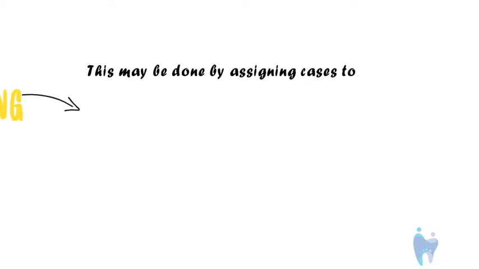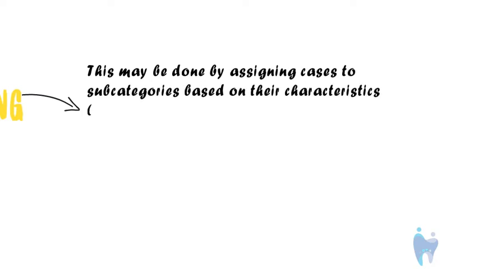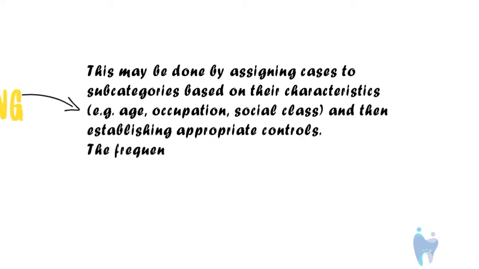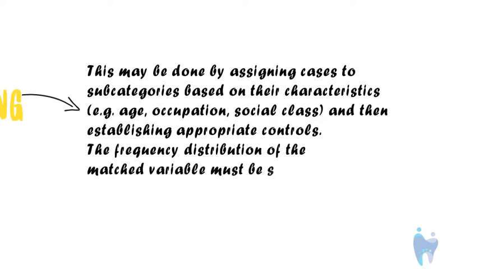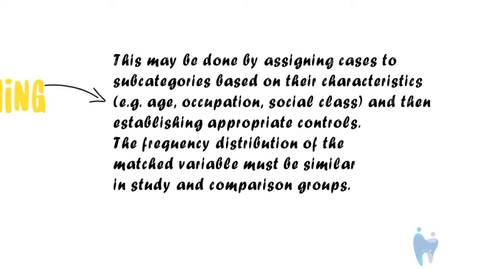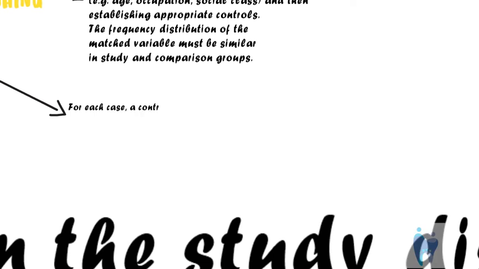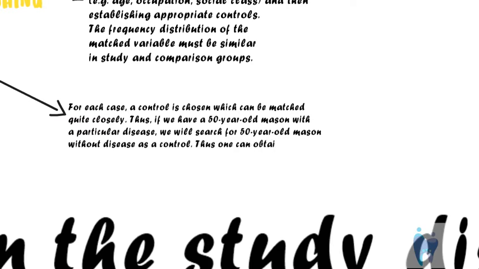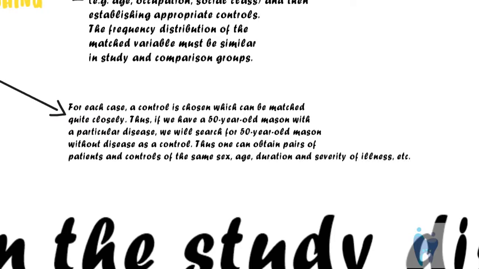Group matching. This may be done by assigning cases to subcategories based on their characteristics, for example age, occupation, social class, and then establishing appropriate controls. The frequency distribution of the matched variable must be similar in study and comparison groups. By pairs: for each case, a control is chosen which can be matched quite closely. Thus, if we have a 50-year-old mason with a particular disease, we will search for a 50-year-old mason without disease as a control. Thus one can obtain pairs of patients and controls of the same sex, age, duration and severity of illness, etc.